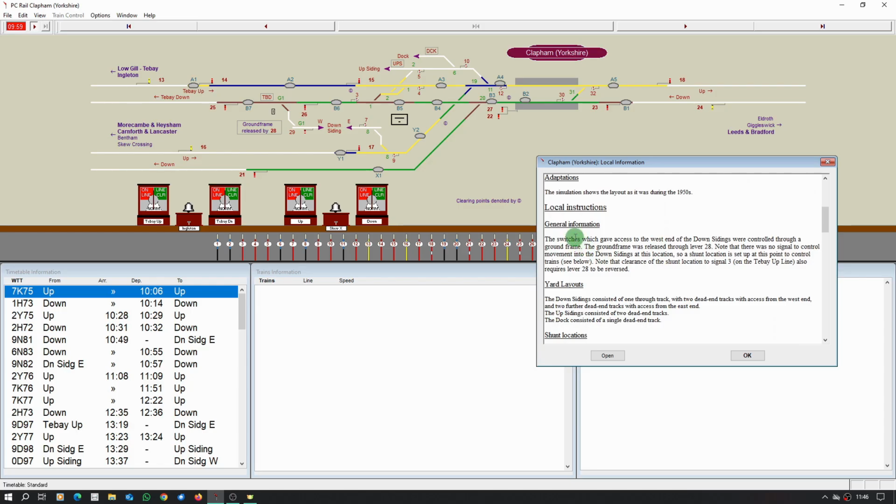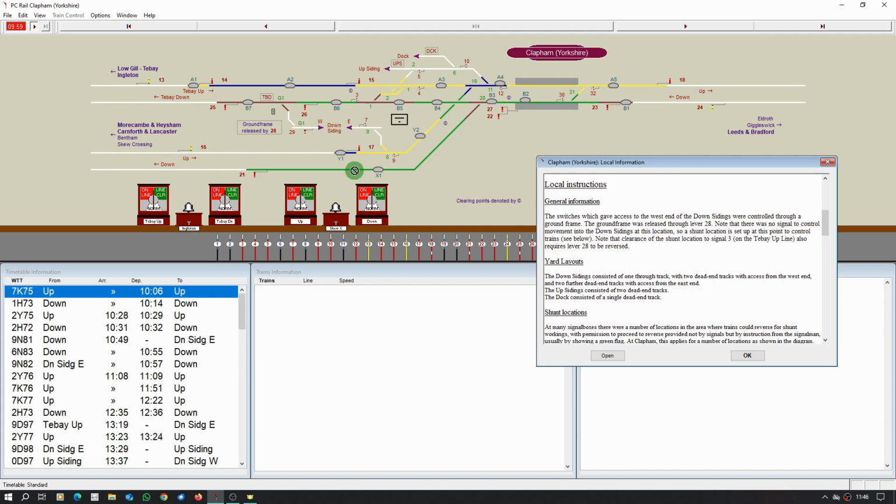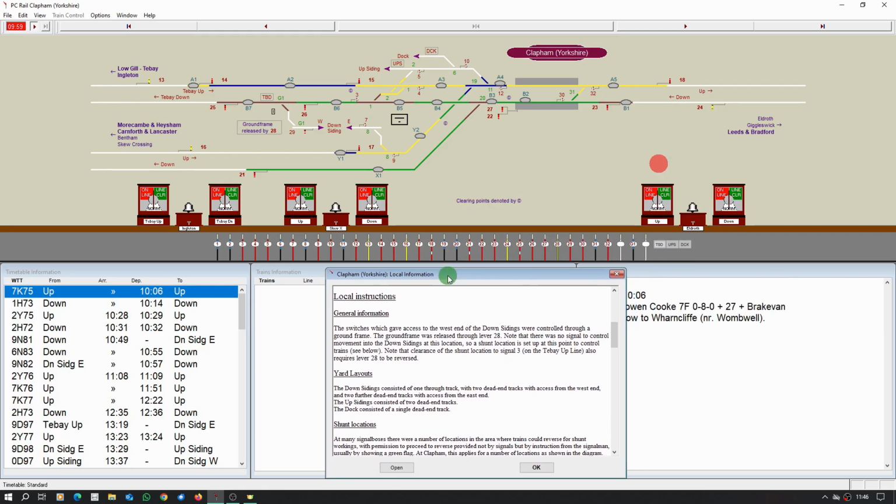If you want to have a look through the local instructions, it explains a bit about some of the ground frames in use. We've got a ground frame there, not released by 28. It also needs 28 for signal 3 as well for some reason, but that's all explained in there. There's some hand signal moves as well. These are those little boxes you can see, like TBD, UPS and DCK. These are on the end of the frame.